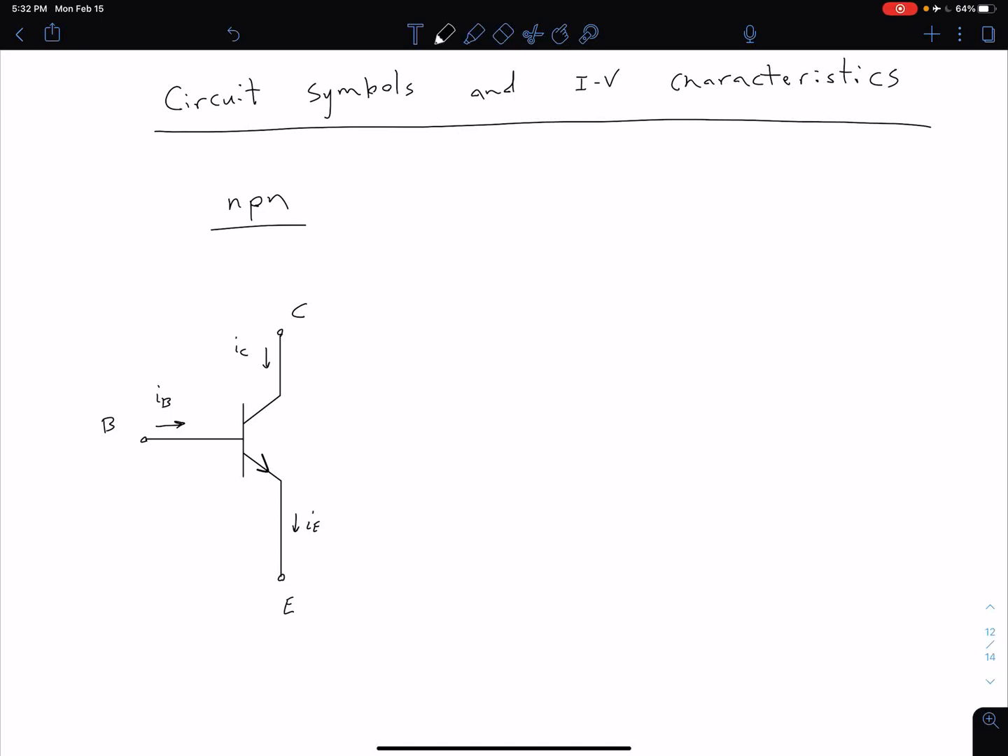In this video, we're going to take a look at our circuit symbols as well as our IV, or current-voltage, characteristics for our bipolar junction transistors. So let's start by looking at the symbol for our NPN BJT.